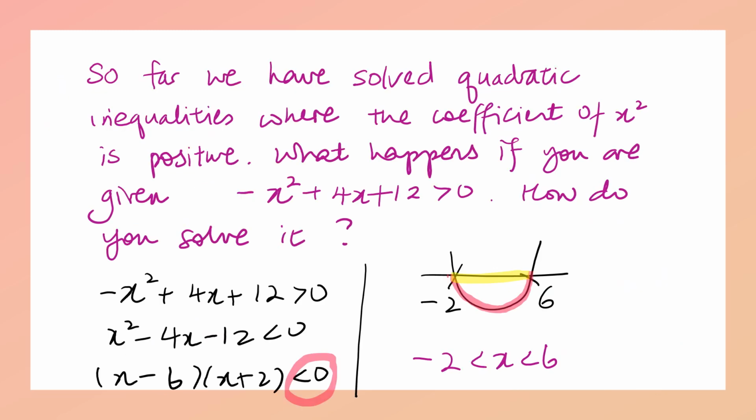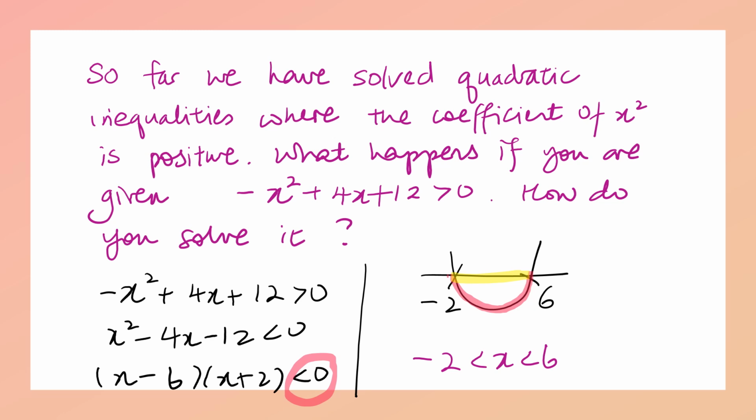If you have looked carefully at the past examples we have done, all the 4 examples, you would observe that we're getting a U-shaped curve all the time because the coefficient of x squared is positive. So what happens if you are given -x squared plus 4x plus 12 more than 0? That means the coefficient of x squared is -1. In this case, you're not getting a U-shaped curve anymore. It's actually N-shaped. So I would advise, if you are given a quadratic inequality where the coefficient of x squared is negative, always convert it to a positive.